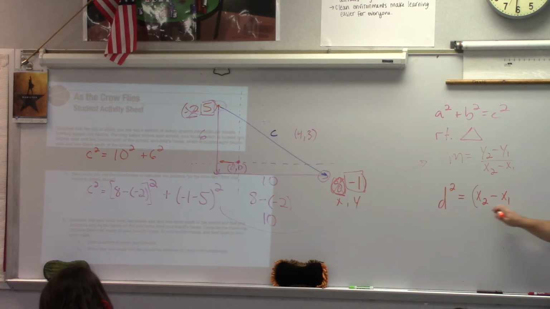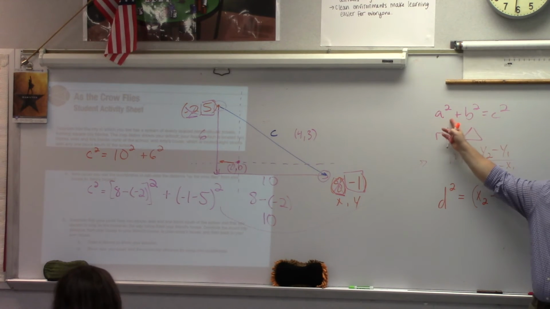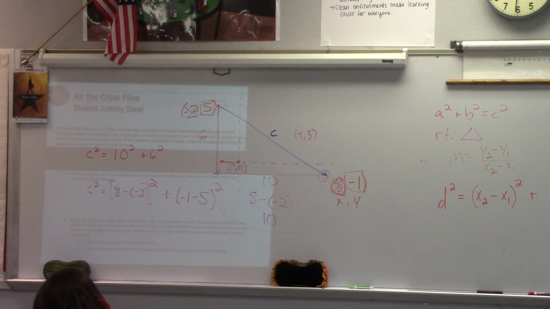So, what am I doing to x2 minus x1? I'm squaring it, because where's it coming from? Pythagorean theorem. So squared plus, because remember it's a squared plus b squared, so plus y2 minus y1 squared. That's it. That is where our distance formula comes from.